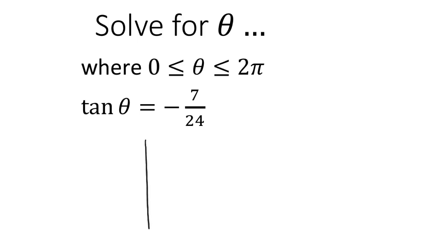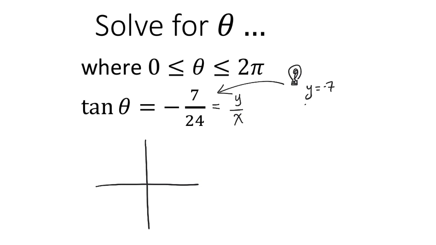So I'll draw what I can here. I don't know what that angle is, but I do have some information with this 7 and the 24. We know that tan is equal to y over x. So that means that this information is telling me one of two possibilities. Maybe it's telling me that the y value is negative 7 and the x value is positive 24, right? That would give me a y over x of negative 7 over 24, right?